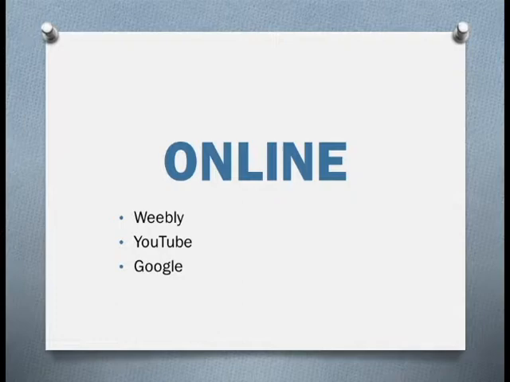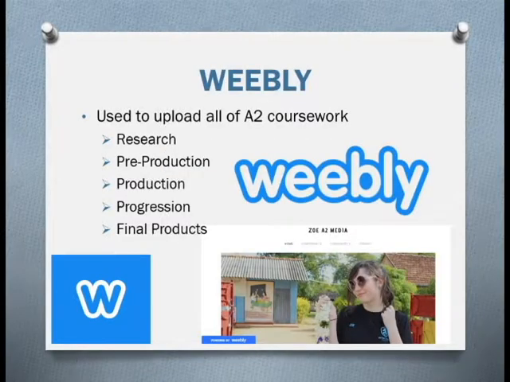Then, for online technology, Weebly was used, as it is required to upload the creative process for the entirety of my A2 coursework. The site was used to demonstrate my research, pre-production, and production for my minor and major tasks, which involved uploading images as well as text about how I went about each process.